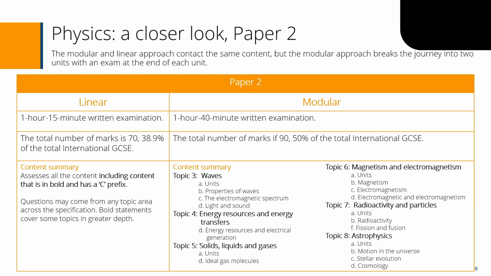Paper 2 for the modular looks at the topics listed there. So topic 3, waves, 4 and 5 as appear in both papers, and then topics 6, 7 and 8 in paper 2. Okay, so both modular papers are 1 hour 40 minutes, and as we just discussed, they can be taken at any time. You can choose when students are ready, and they can be retaken too. Exams on both routes contain a mixture of different question styles, including multiple choice questions, short answer questions, calculations, and extended open response questions. And I'll be looking at what those types of questions are in a moment.